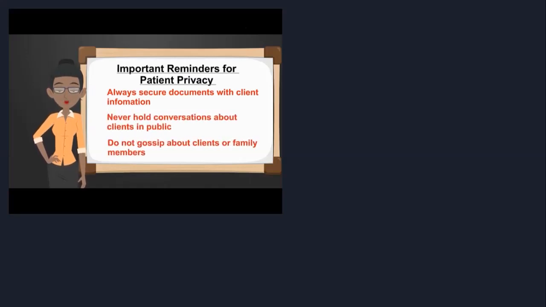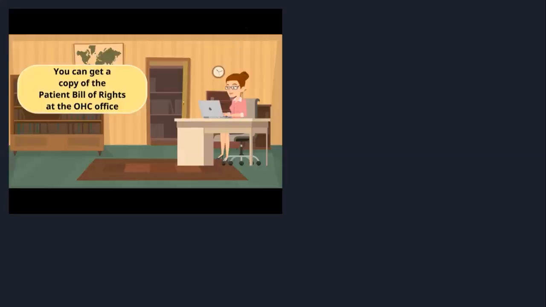A couple more reminders about patient privacy. Always secure documents with client information such as schedules and timesheets. Never hold conversations about clients in public. And don't gossip about clients or their family members. You can get a complete copy of the Patient Bill of Rights at the Osborne Home Care office.